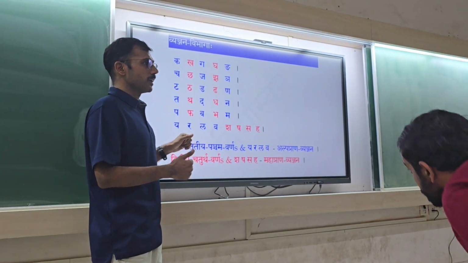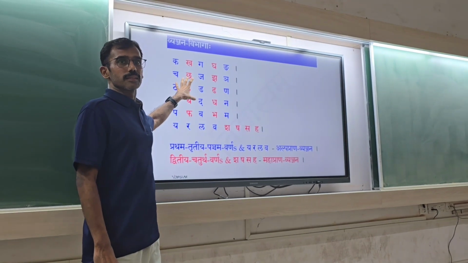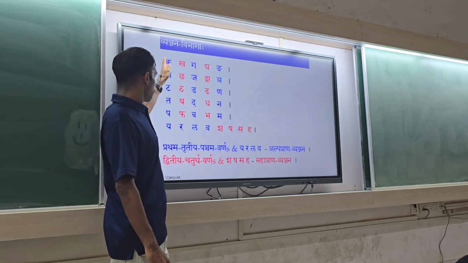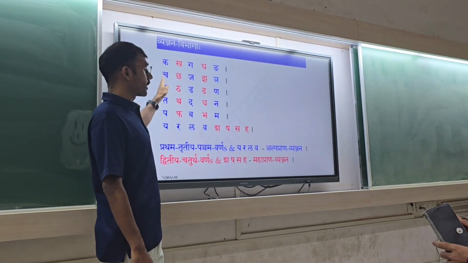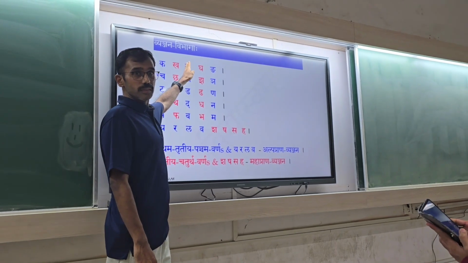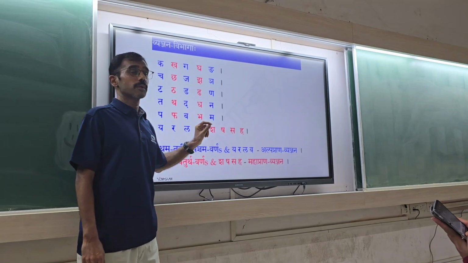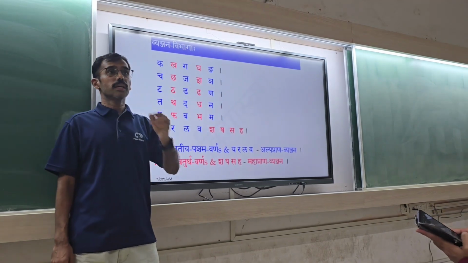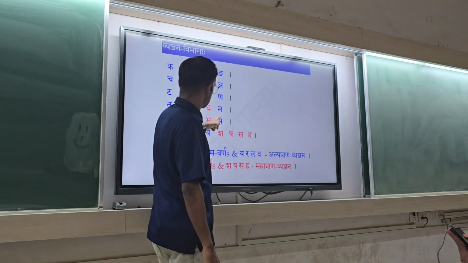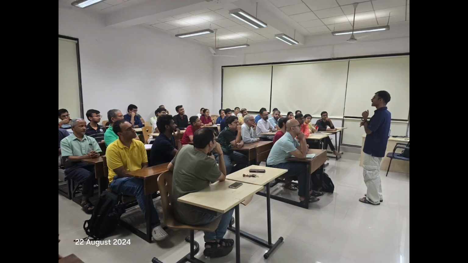That's how it works. The elements are arranged in such a two-dimensional matrix. The uchcharan sthan of every row is the same. Then this is Mahaprana, this is Alpa Prana, Karkasha, Mahaprana, Karkasha. This is Mrudu, Alpa Prana, and the last column cannot be pronounced if you close your nose. When you close your nose, you cannot pronounce these. So these are called anunasika varnas.